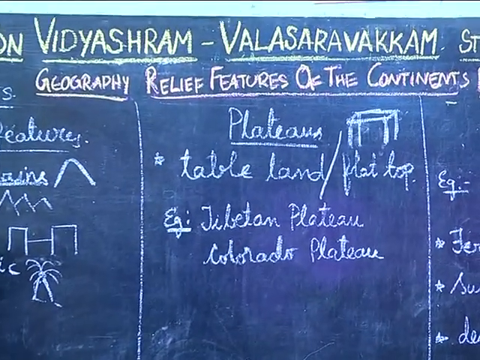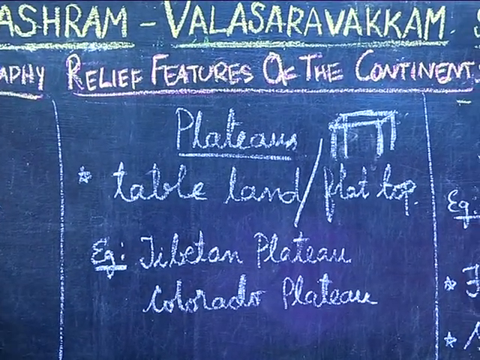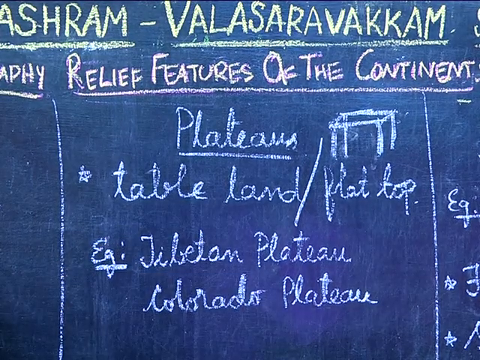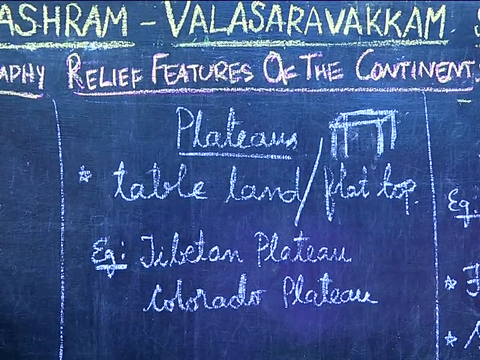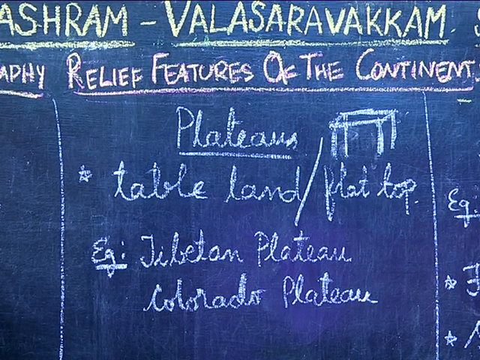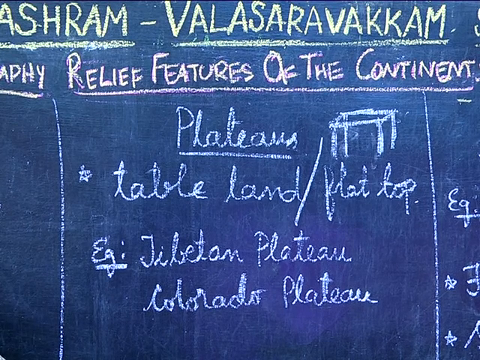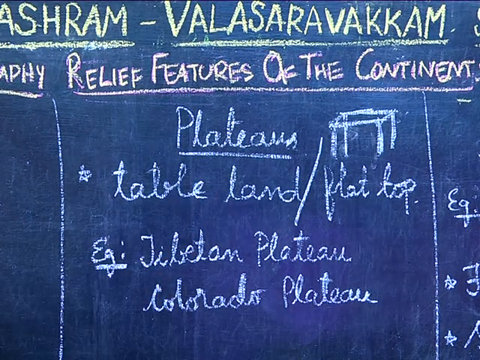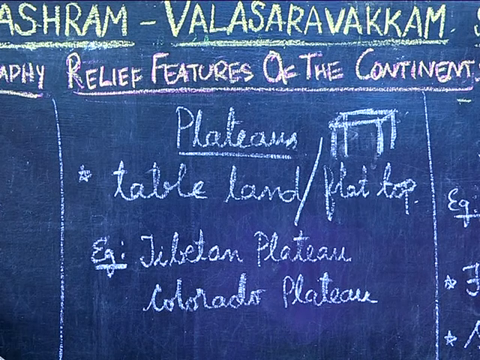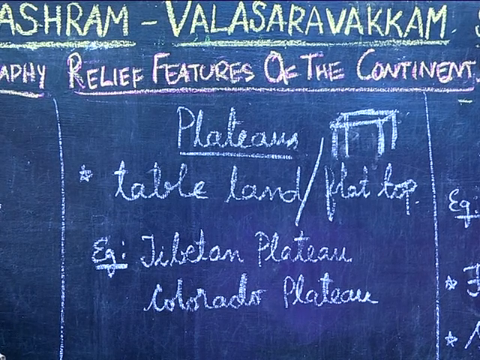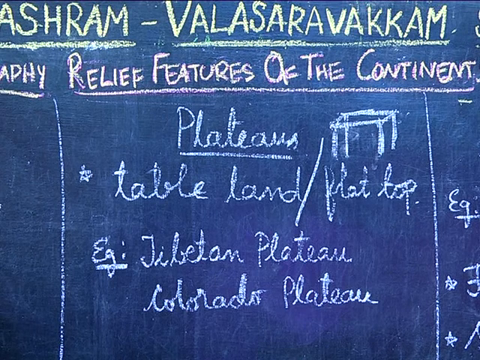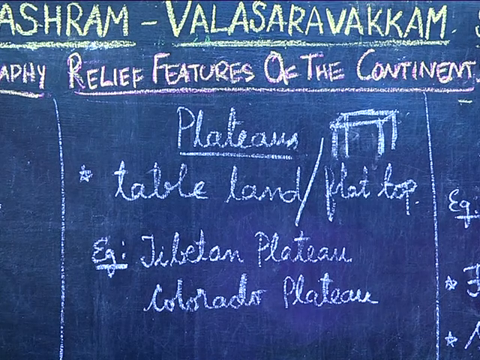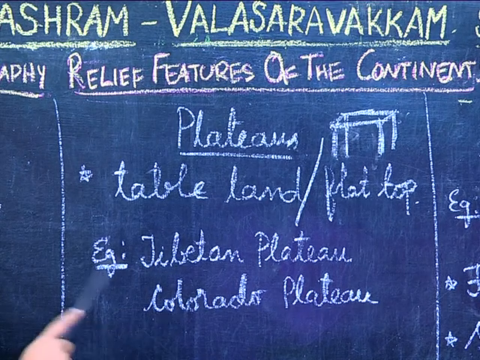Then coming next to the second relief feature, the plateaus. What are plateaus? Plateaus are elevated lands, tablelands, flat on top in structure. They are raised much higher than the surrounding areas, so we can identify them because of their distinct structure. These tableland, flat-topped structures are at times formed because of volcanic eruptions, or because of soil erosion by wind and air. Examples are the Tibetan Plateau and the Colorado Plateau.